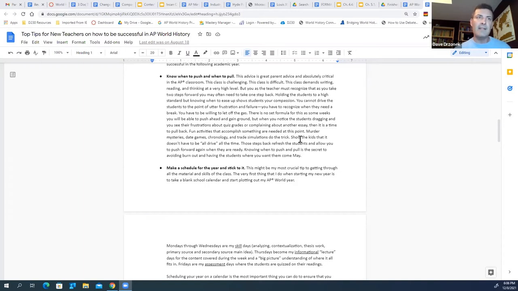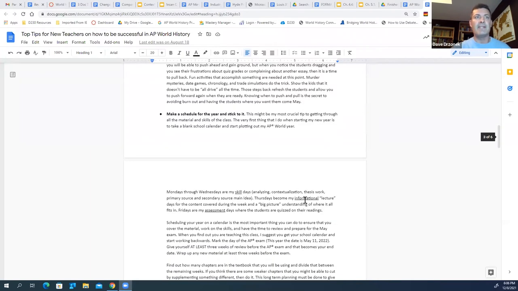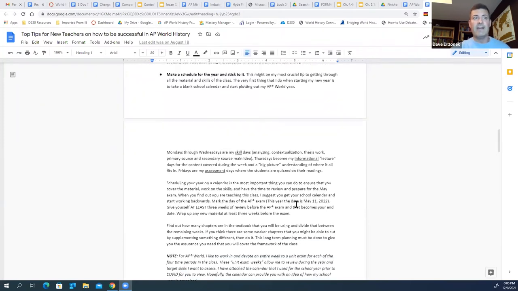The way to make sure that doesn't happen is to make a schedule over the summer. Make a schedule, readjust, look at where you're at, but make a schedule from start to finish. And I'll tell you how to do that. That's one of the things we're going to spend some time on today, building in skill days, content days, and assessment days.